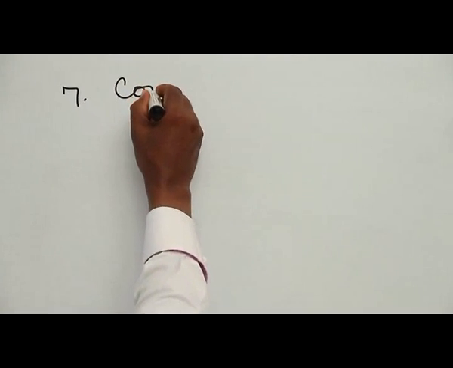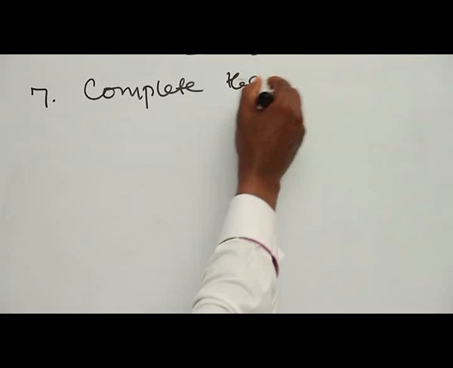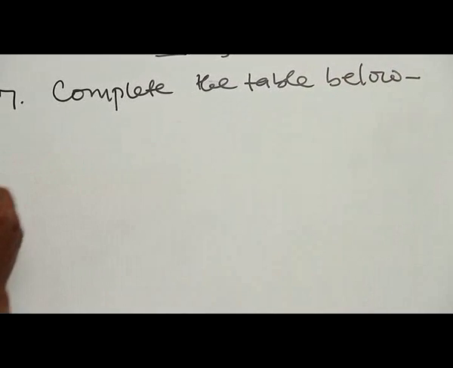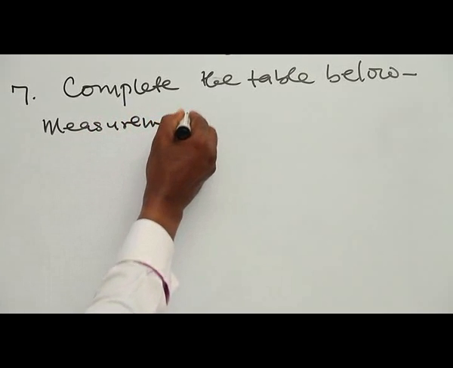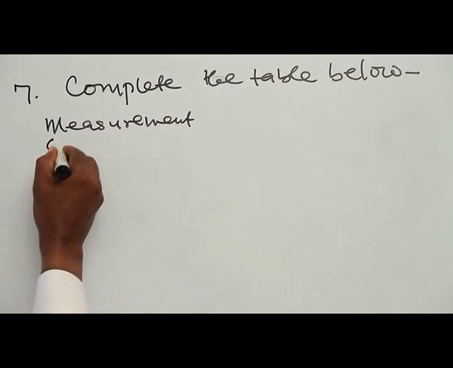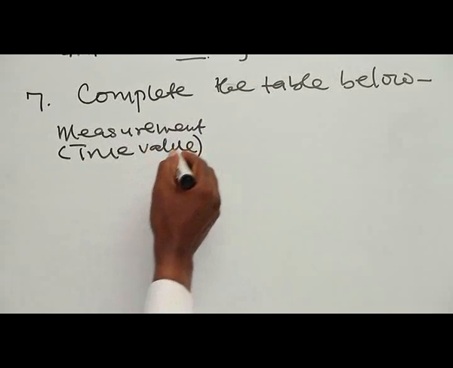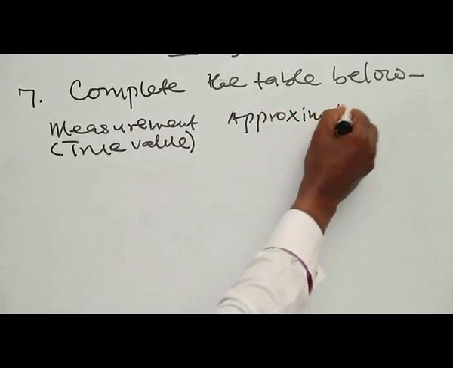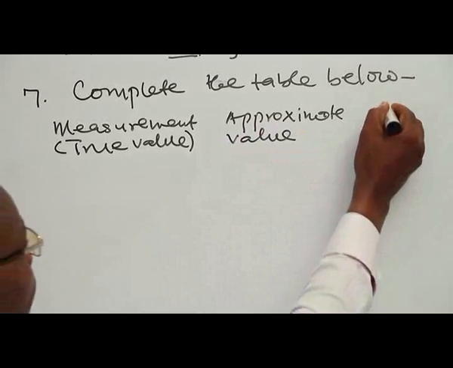Example 7. Complete the table below. We have a measurement, which can be referred to here as the true value. We have the approximate value, and then we have the error.